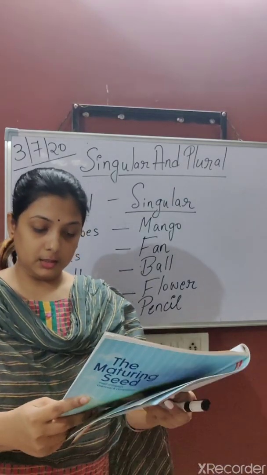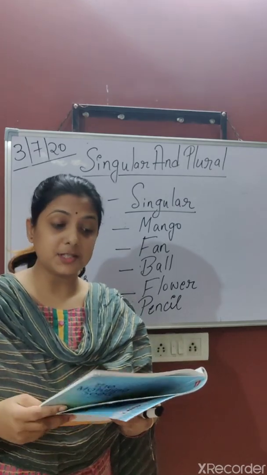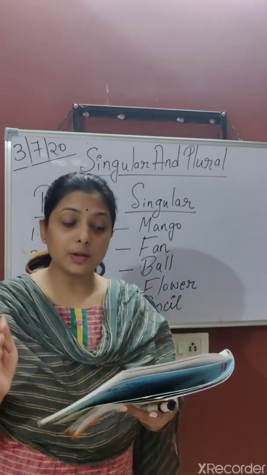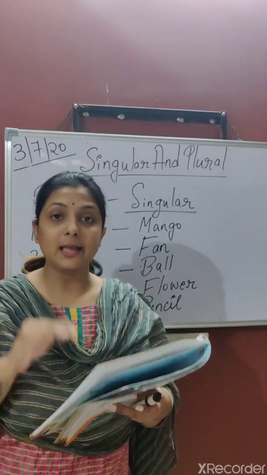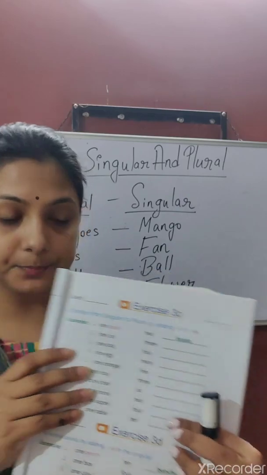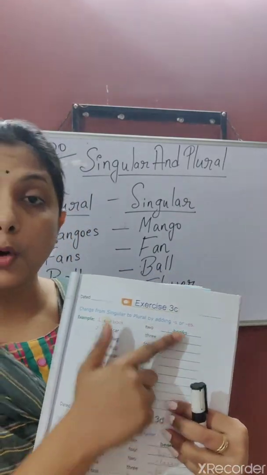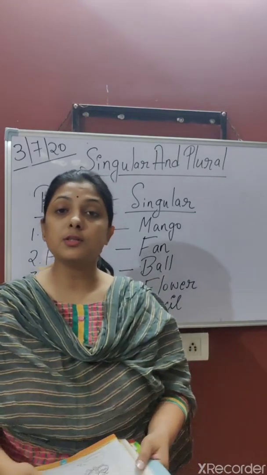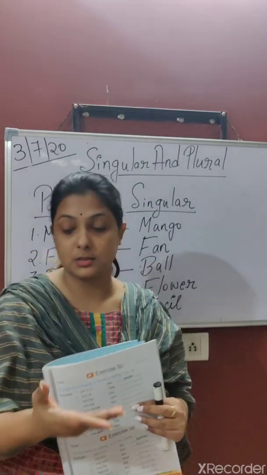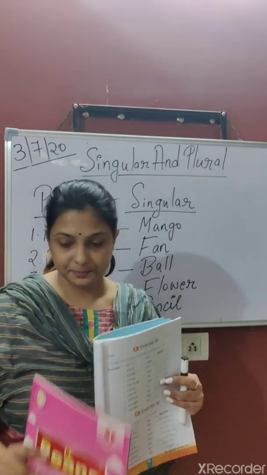So now what you have to do is, on page number 23 of your English language book, chapter number 3, change from singular to plural by adding s or es. Like the first one, one book, and it is written books, right? So one book means one book, and books, more than one book, right?